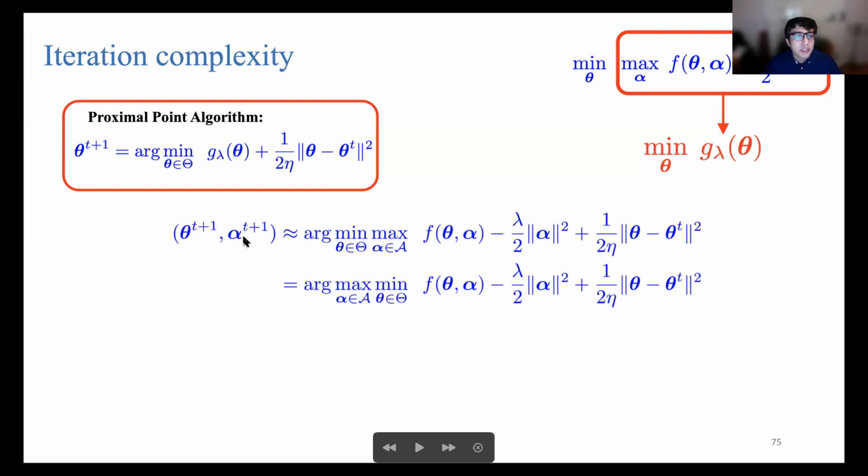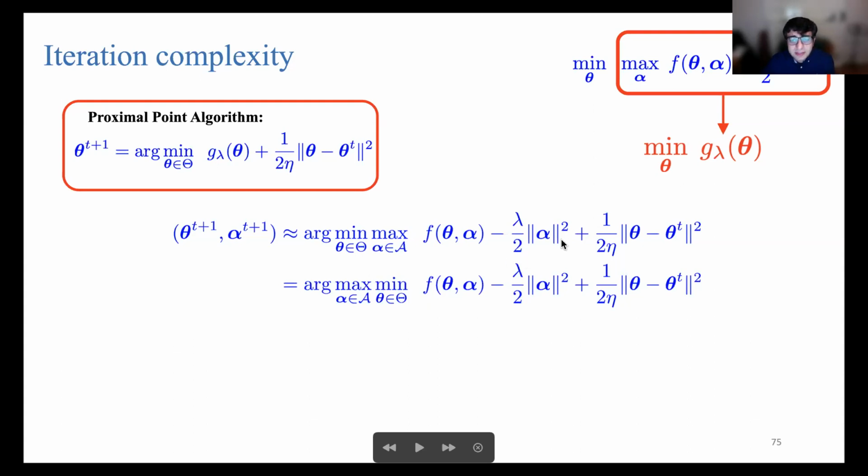So if I want to mimic this, I need theta t plus 1 and alpha t plus 1, the algorithm, to approximately solve this problem. The argument of this, I replace the definition of G lambda. G lambda is the max of this. I need to mimic the behavior of this.